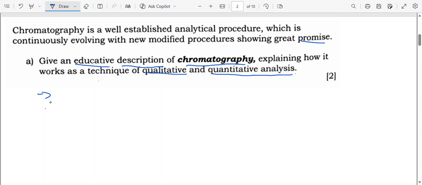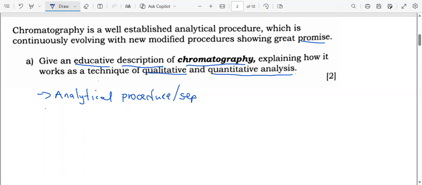Chromatography is an analytical procedure or separation used to separate components of a mixture based on their different interaction between the stationary phase and the mobile phase. So chromatography is an analytical procedure. Okay, analytical procedure, right? This is an analytical procedure or separation.